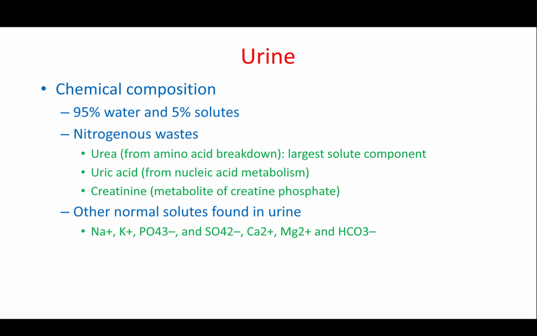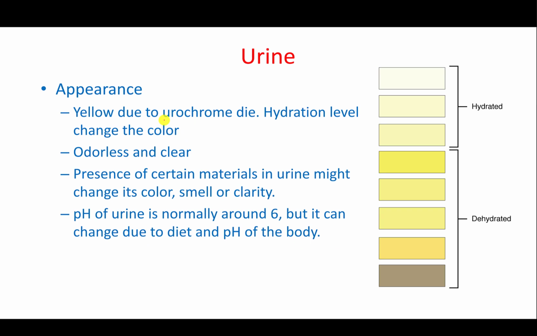Let's see now the urine. Urine basically is water. 95% of urine is made out of water, and there are around 5% of solutes. What are these solutes? Mainly nitrogenous solutes like urea, uric acid, and creatinine. Plus, there are plenty of other small solutes, other ions like sodium, potassium, phosphate, sulfate, calcium, magnesium, and bicarbonate, plus plenty others.